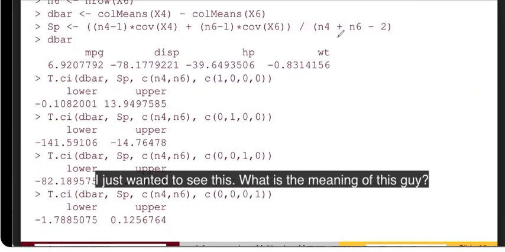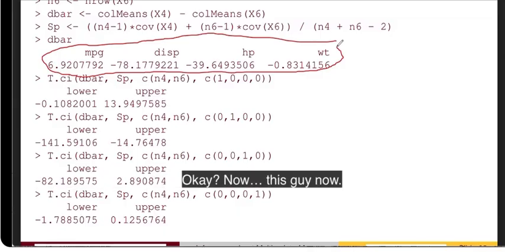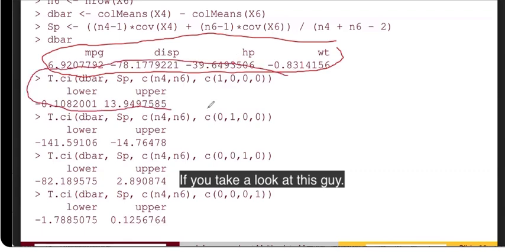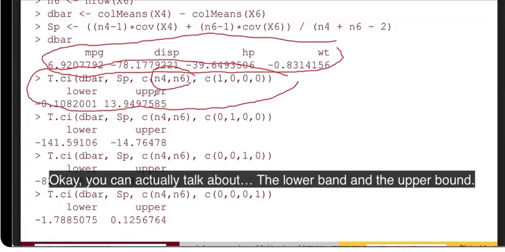I just want you to see this. What is the meaning of this? You're actually going to have the average for one group and for the second group. If you take a look at this, you can see here N4 and N6 for two different groups. You can actually talk about the lower bound and the upper bound.